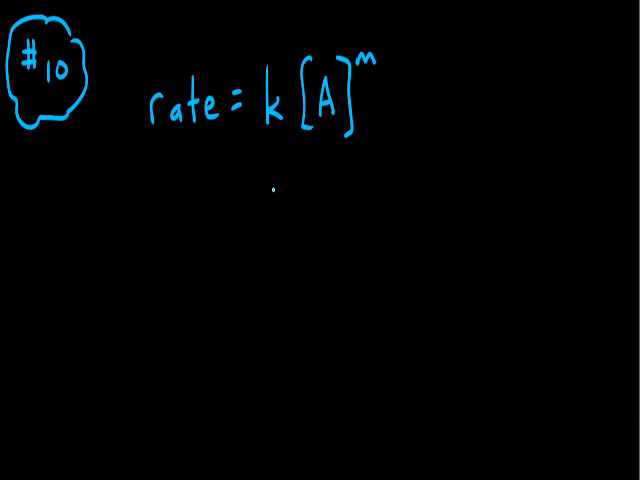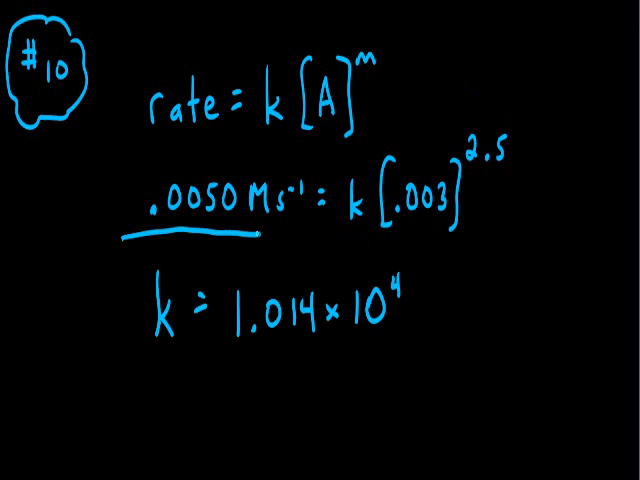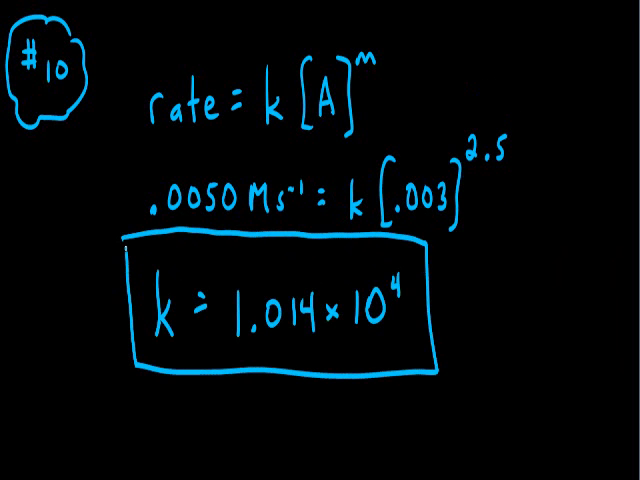For example, let's say hypothetically, from our data, let's say hypothetically that we figured out the order of our reaction was 2.5, which is possible to have fractional orders. The concentration we had was 0.003, and we found that our rate was 0.005 moles per liter per second. We can now solve for K using this data. Solving for K, in this case, we'd find that our rate constant would come out to be 1.014 times 10 to the 4th. This should be done using laboratory data to solve for K for our particular reaction.